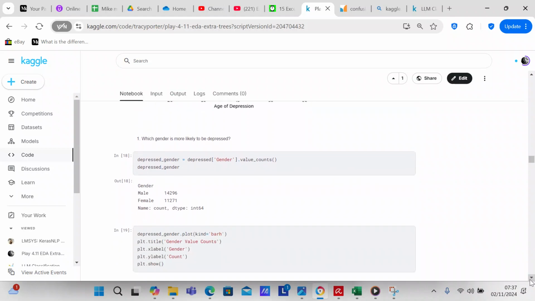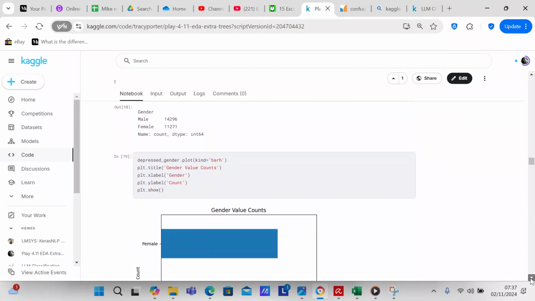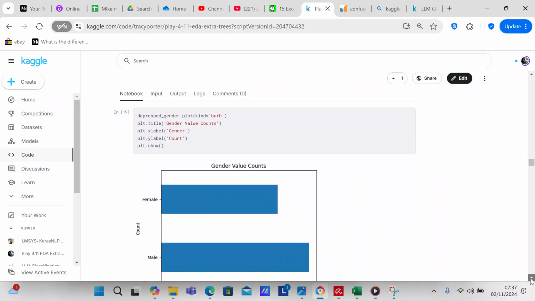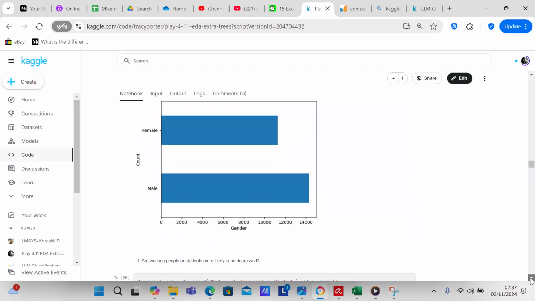So, which gender is more likely to be depressed? We did value counts on that, and we found that there are more depressed men than women. We plotted that on a graph using Matplotlib, and you can see that you have more depressed men than women. So in India, men are more likely to be depressed than women.